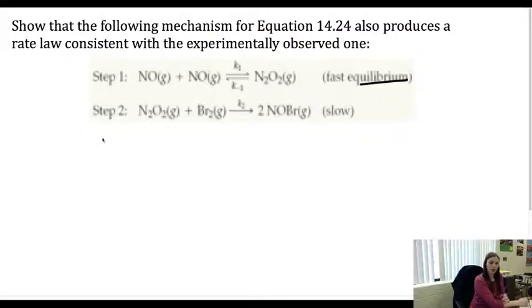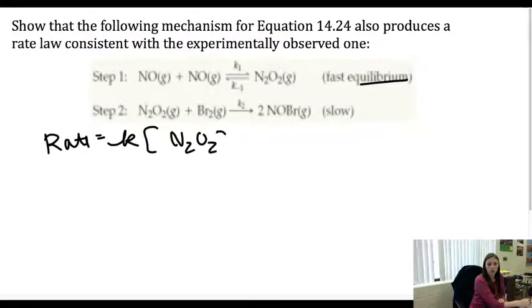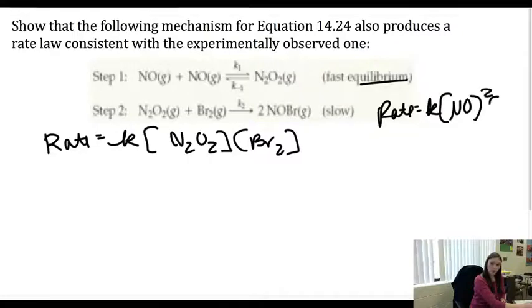If I'm going to go by my slow step, which I usually should, I'm going to have rate equals k times N2O2 times Br2. I know that's not right, because I know my rate law should be k times NO squared times Br2. So I need to get this N2O2 out of there, which is okay because this is actually my intermediate.